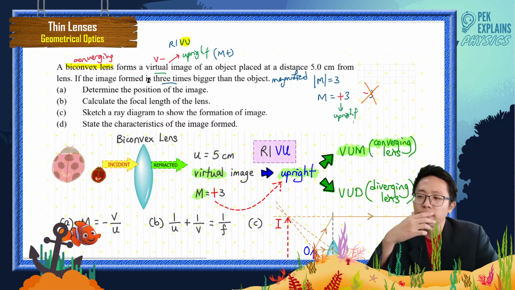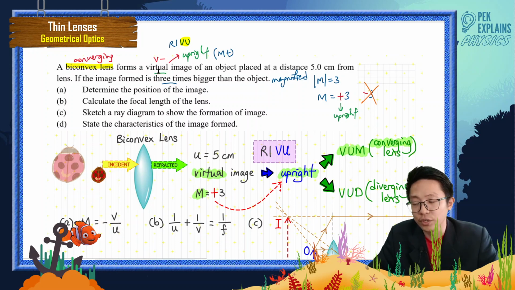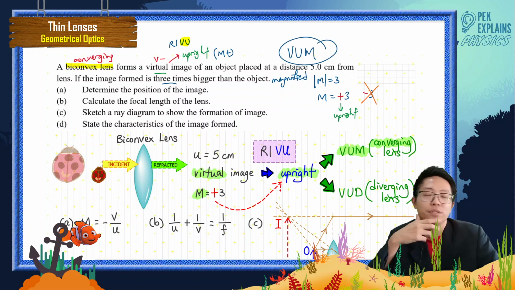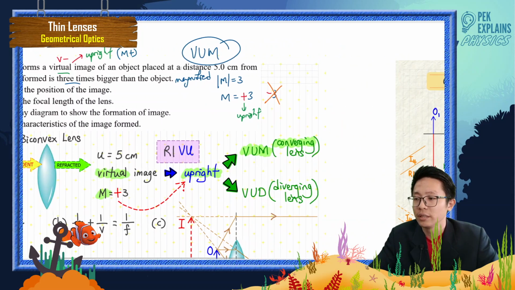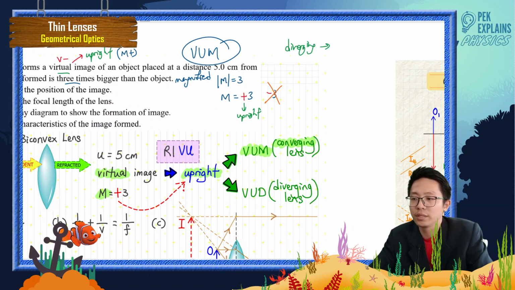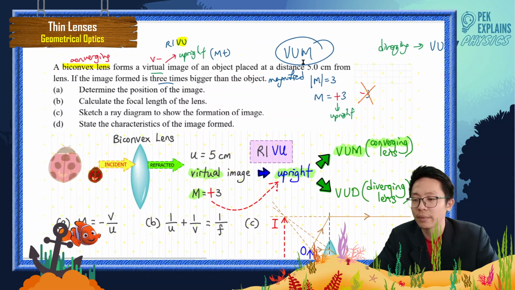So what kind of image is formed? Virtual, upright, magnified. A converging lens can only form virtual upright magnified images here. If diverging, if the thin guy, the diverging lens always forms a diminished image. But this one is virtual upright magnified.